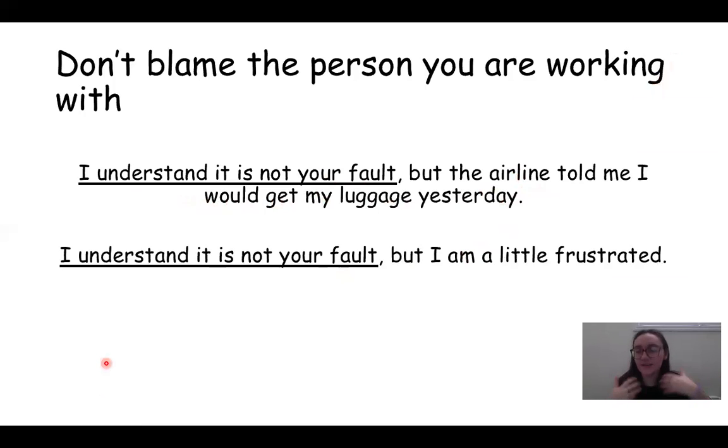Or if you're starting to get upset, sometimes we can't really help that. So what you can say is, I understand it is not your fault, but I am a little frustrated. So this one is kind of good for you to vent, right? So you can let them know, I understand it is not your fault, but I am a little angry. I've been trying to figure this out for a whole month. It's been crazy. Can you help me? So don't blame the person you are working with, but I'm sure you guys already know this, but I put it in anyway. A good phrase to use is, I understand it is not your fault.